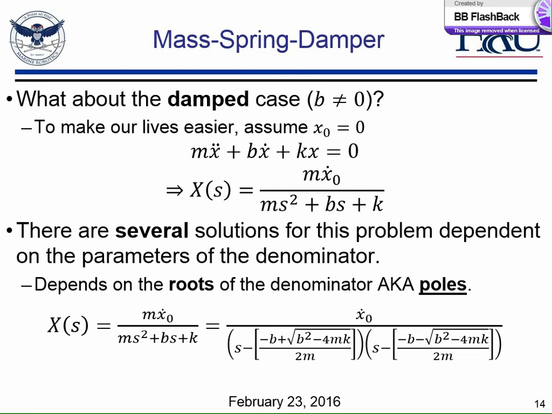So there are actually several solutions to this problem dependent on the parameters of the denominator. It depends on the roots of the denominator, also known as your poles. So, how many of you guys remember the quadratic formula from Algebra 1? We all should, right? It's minus b plus or minus the radical b squared minus 4ac over 2a. That's drilled into our skulls. Why is it drilled into our skulls? Because it's useful. Because you'll come up with situations like this where you have to solve out and factorize some sort of polynomial, a second order polynomial.